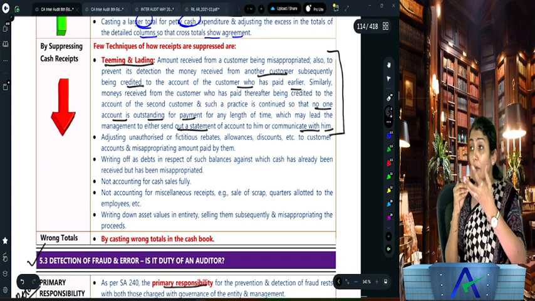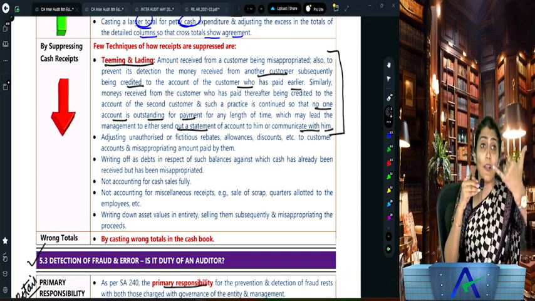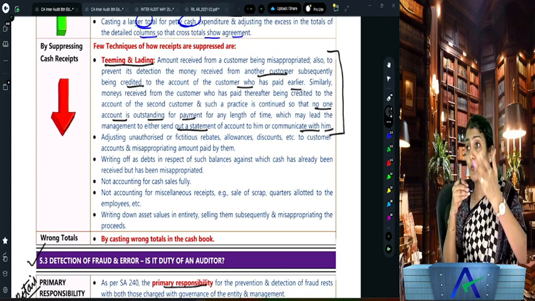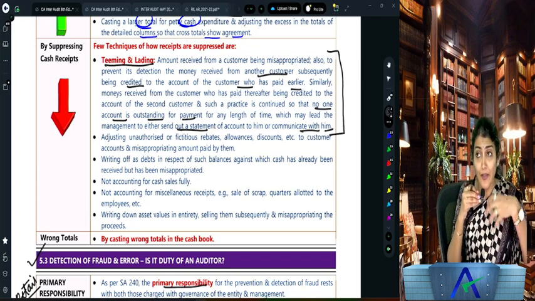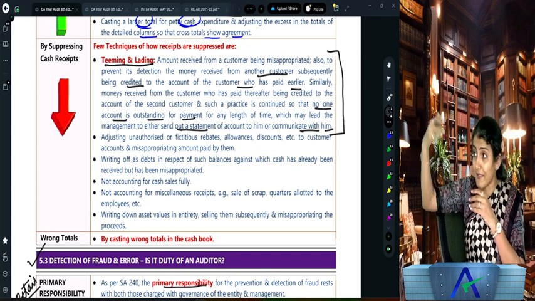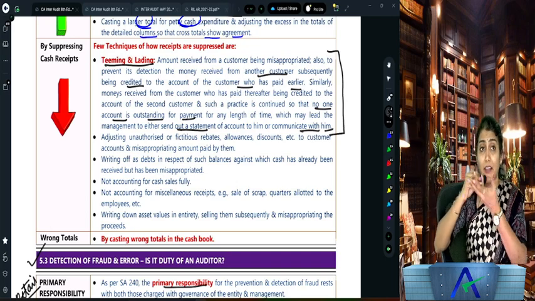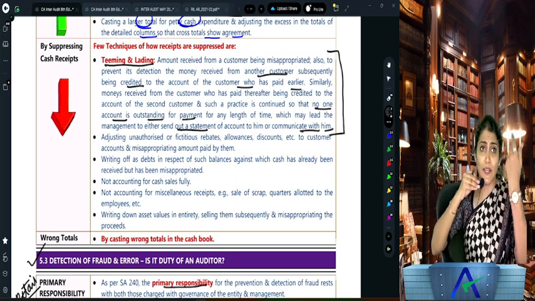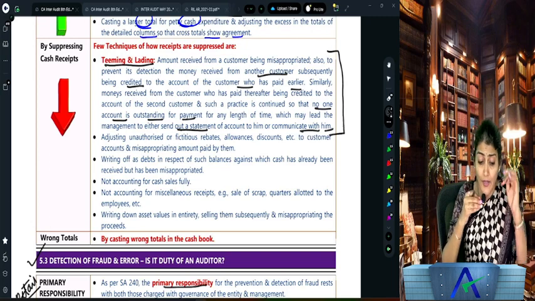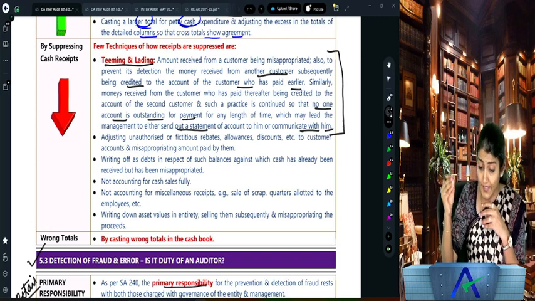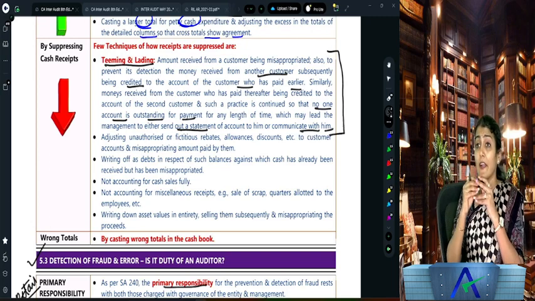Right, if you keep it outstanding for a long time, management may call up, and then what will the customer say, I have paid. So then the fraud may be revealed. So that is why, when the subsequent customer pays, you adjust it against the earlier customer's outstanding amount. Is it clear to all of you? Right. So that is teaming and lading. Okay. Right. Then after that, what does it say?